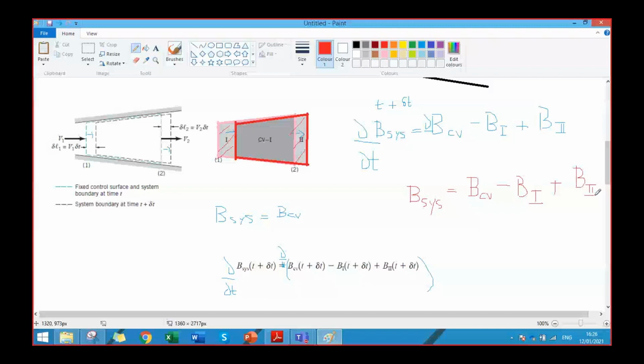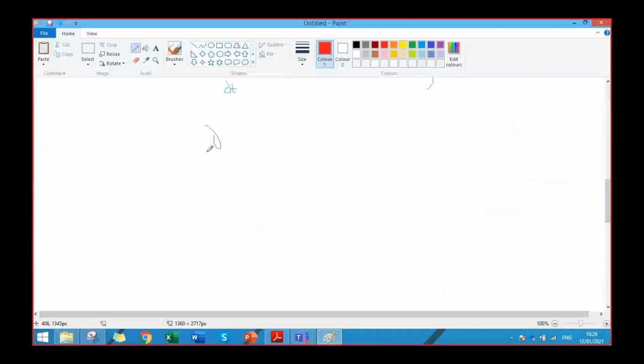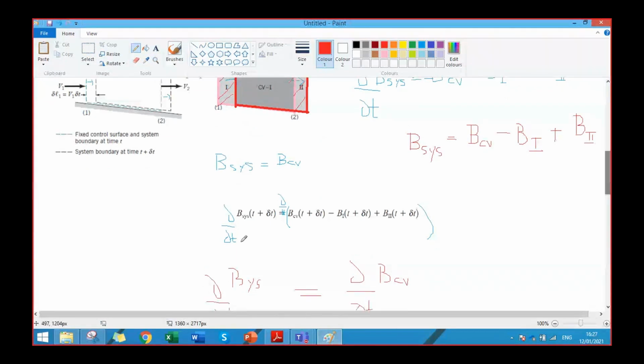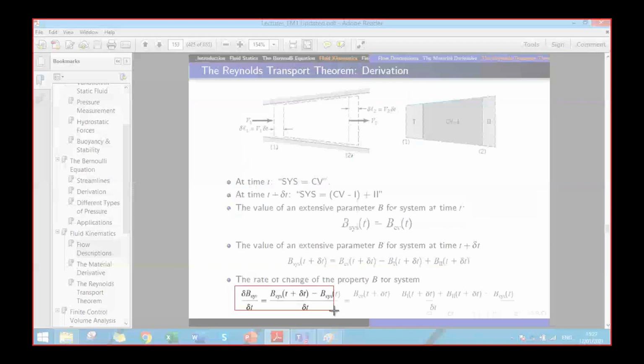Now we'll just take the time derivative at time equals to t. That is at initially partial by partial t, B system should be equal to, at time equals to 0, it should be equal to partial by partial t of B control volume, and the other term would be time derivative of this form. So that I will take from there, partial by partial t, so just be doing some manipulations here.